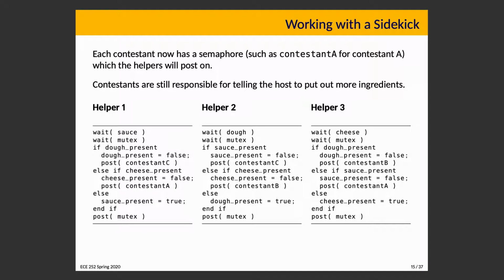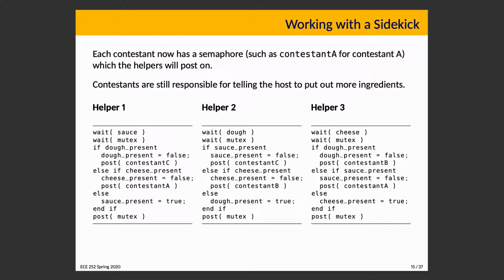So every contestant now has a semaphore, we'll call it for contestant A, which helpers will post on when telling contestant A that it is your turn. Contestants are still responsible for telling the host to put out more ingredients, but the code of the helpers is all analogous, so if I explain one, presumably it explains them all. Helper 1 is the person whose job it is to check if there is sauce, helper 2 checks if there is dough, and helper 3 if there is cheese.